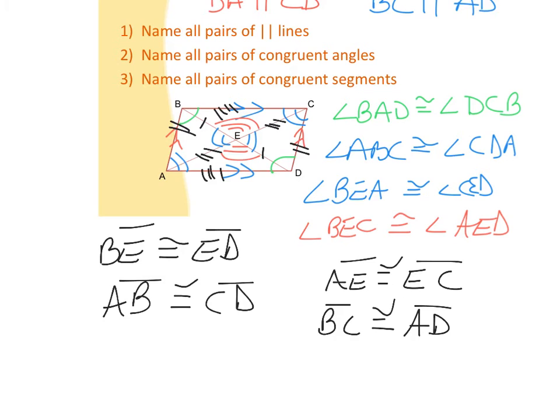So again, the diagonals bisect each other. They're not congruent, but when they bisect each other they make 2 congruent pieces. So this is all the information for a parallelogram ABCD. And again, just pick a letter, start with it, and follow it around.